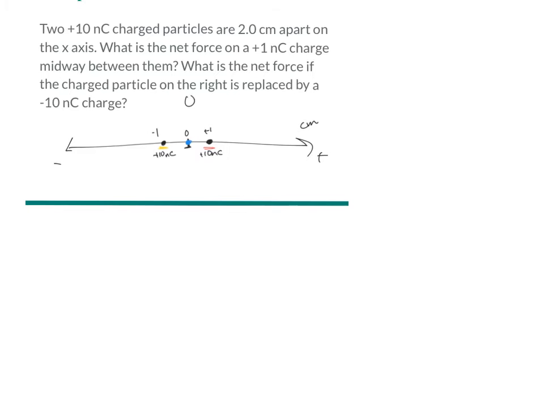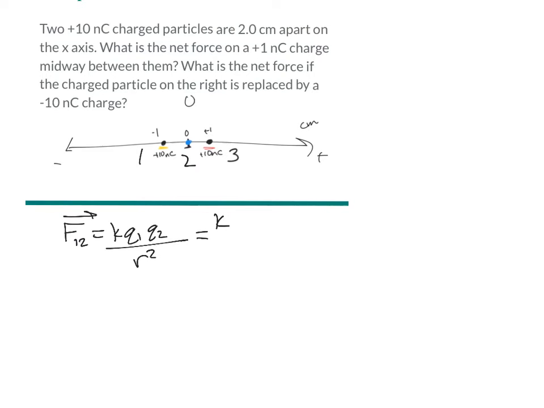I'm going to label these as charges 1, 2, and 3, just to help us keep track. The first thing we're going to look at is the force of charge 1 on charge 2. Coulomb's law dictates that that is K Q1 Q2 over R squared. The constant K is 9.0 times 10 to the 9th, but we're not going to substitute it in right now, and we don't really have to for these kinds of comparisons.